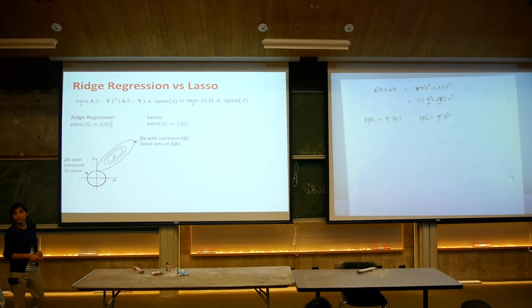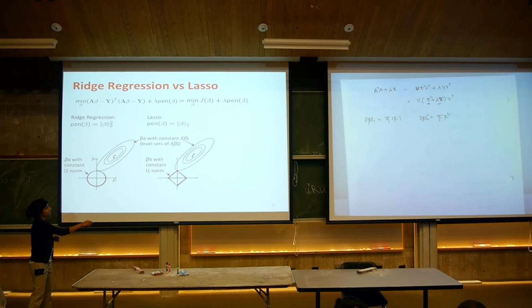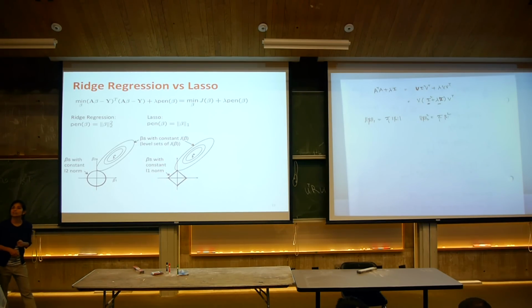What happens with the lasso penalty? Your least squares objective remains the same, so we'll still draw similar bowl-shaped contour curves, right? But what happens to this set? Now, instead of being an L2 ball, it's an L1 ball. And if you look at all betas for which this L1 norm is constant, it actually looks something like this. Okay, so it has this kind of a diamond shape.